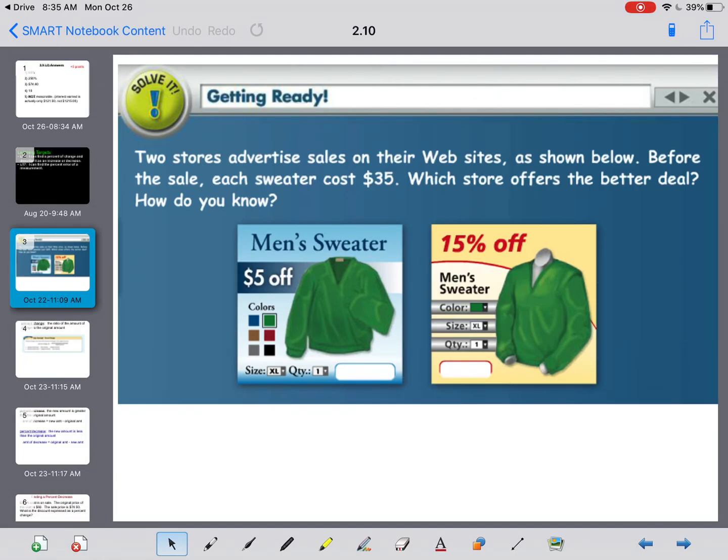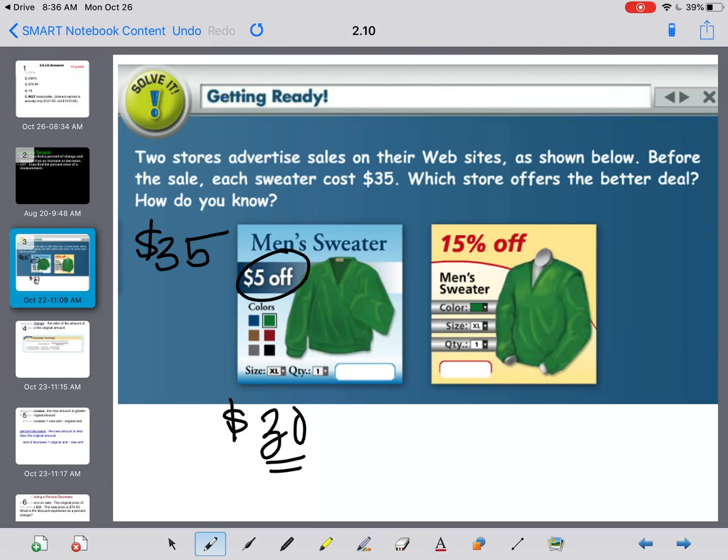All right, first thing, 2 stores advertise sales on their websites as shown below. Before the sale, each sweater costs $35. Which store offers the better deal, and how do you know? Okay, so if each sweater starts at $35, and this one's going to give us $5 off, that means we're going to have to pay $30 for this sweater.